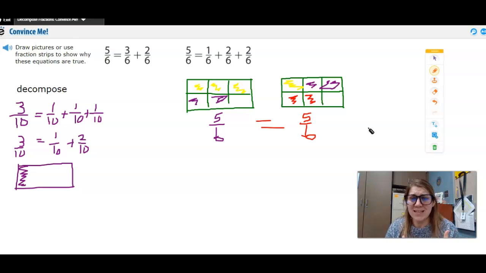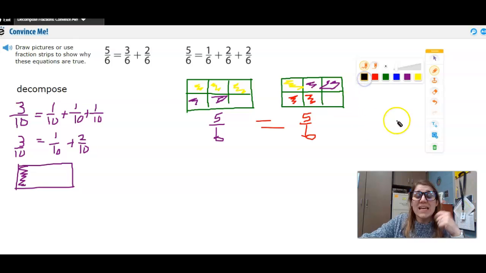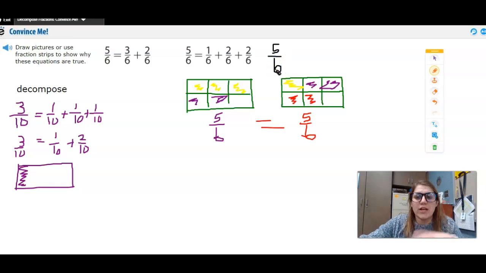Honestly, you can keep going. You can keep decomposing 5/6 into many different ways because it doesn't matter how you decompose. One thing that I do want you to think about, though, is those unit fractions. So when I say 5/6, that is not a unit fraction. That's just a regular old fraction. The numerator is 5. The denominator is 6. When I say unit fraction, that means my numerator is 1. So 1/6.